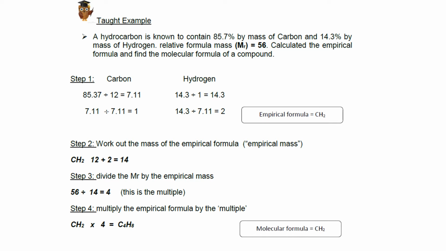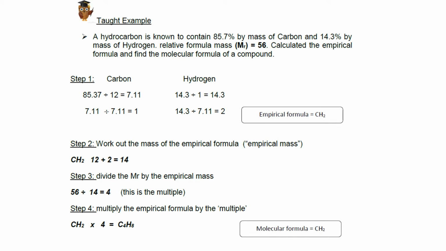So the empirical formula is exactly the same as what we've just done. We write down the mass, divide it by its relative atomic mass. So carbon is 85.7 over 12, you get 7.11. Hydrogen is 14.3 over 1, so you get 14.3. Divide both of those numbers by the smallest number and you get a ratio of 1 to 2. So the empirical formula, just like with the previous examples, is CH2.